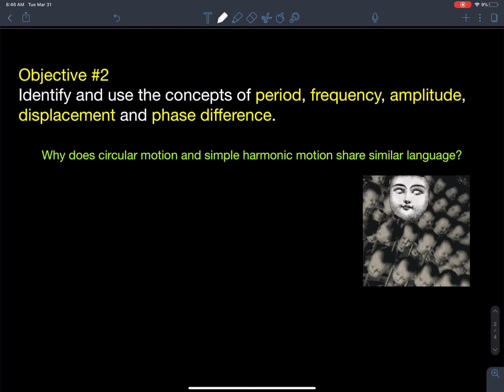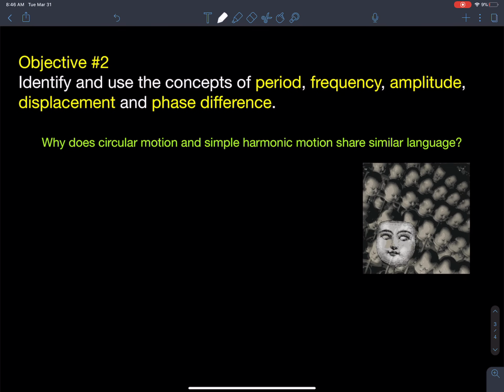I'm sorry about this little GIF over here. It's the only one that popped up on Giphy, but it'll serve the purpose to describe what we're going to talk about here. Okay, so why do circular motion and simple harmonic motion share language? In circular motion, we saw the terms period, frequency, and amplitude. We didn't really talk about phase difference yet, but we'll talk about that soon. But it looks like circular motion and simple harmonic motion share some similar terminology.